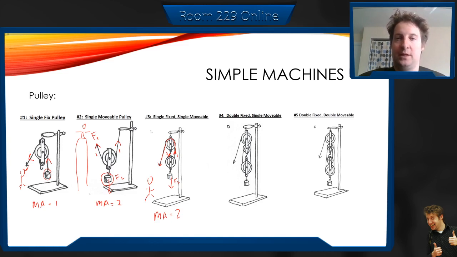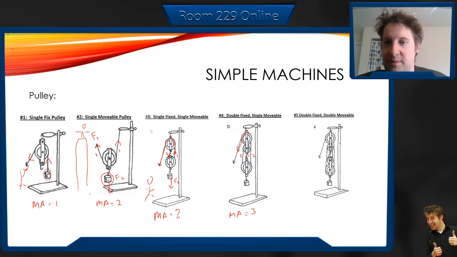Okay? And the third one here, how many strings are supporting the weight? Let's start from the inside. Okay, so there's one. Then we go around. Okay, this one's holding up the weight. 1, 2, and 3. Those 3 strings are holding up the weight. That, as I go around here, that's not doing anything but changing the direction. This one now has a mechanical advantage of 3.